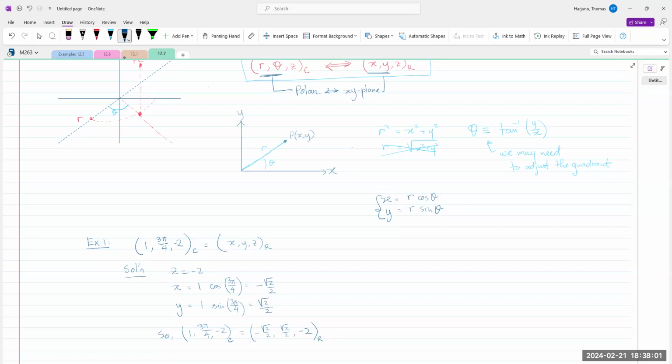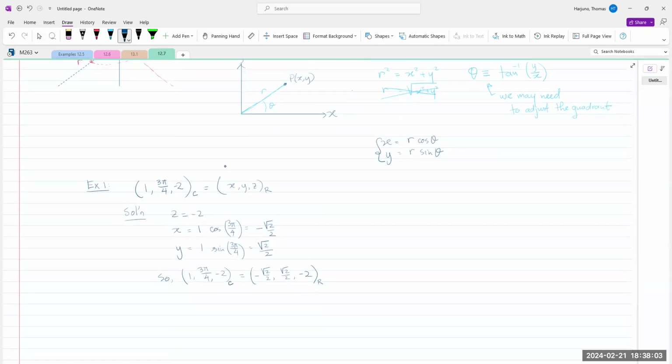Okay, now how about if we go backward? Let's call this part A, and now we go to part B. How about we go backward? Suppose I have (-3, -3, 4) in rectangular coordinate system. What will this be in r, theta, z in cylindrical coordinate system? Oh, the z will be the same, right? The z equals 4.